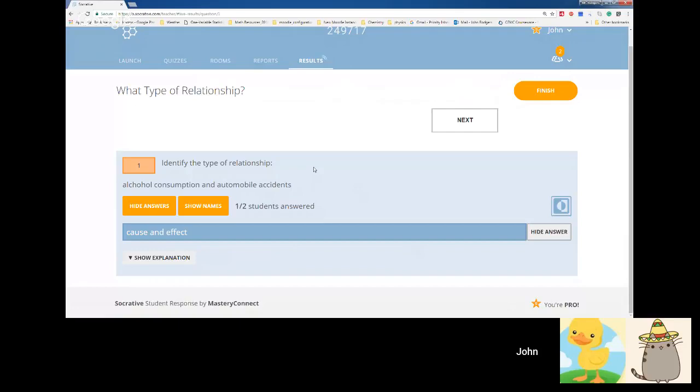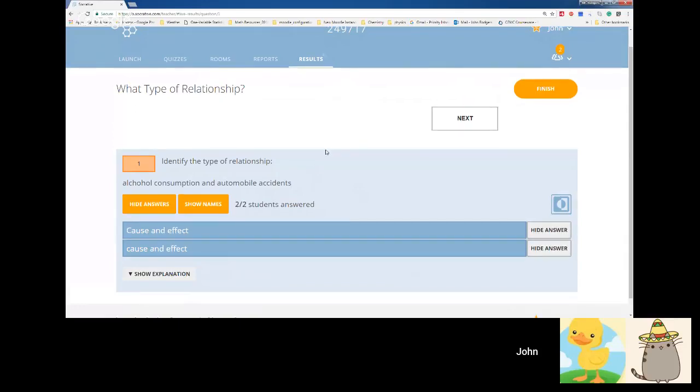Okay, so you think it's cause and effect. We have people thinking it's cause and effect, and the answer is, yeah, it's cause and effect. That's right. Okay.